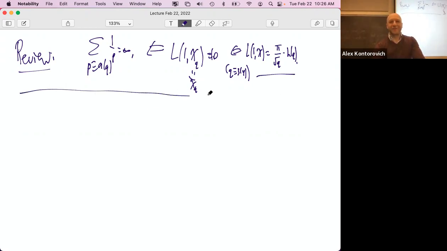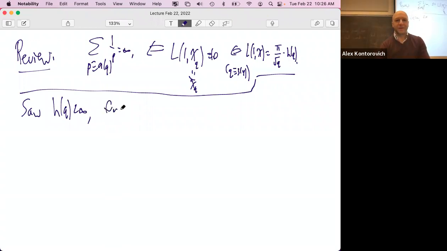And again, I want to follow a scenic route to get there. We saw what the class number is, and we saw that the class number is finite, and we saw a fundamental domain for the action of SL2Z, or PSL2Z, on the upper half plane.